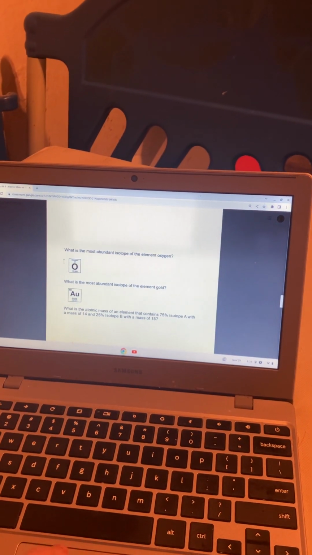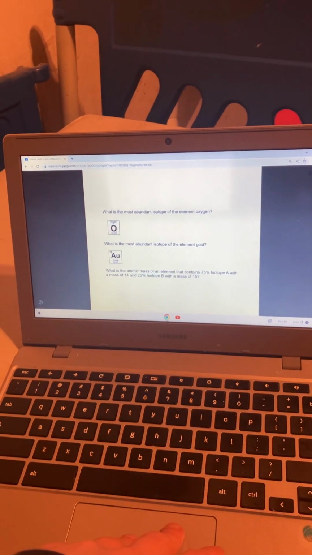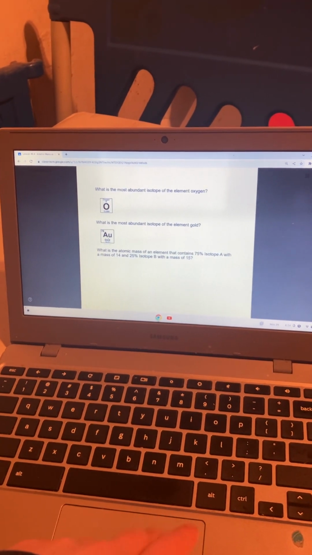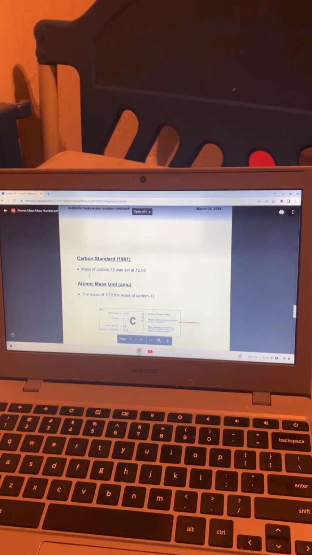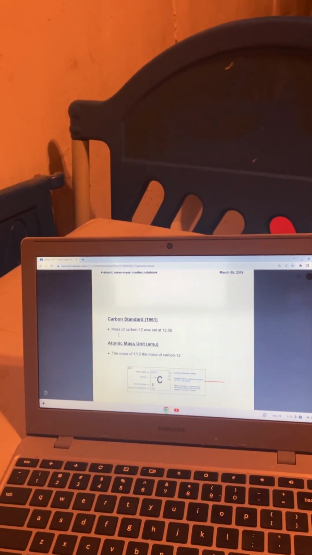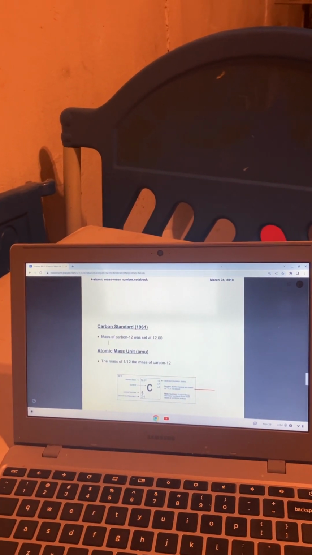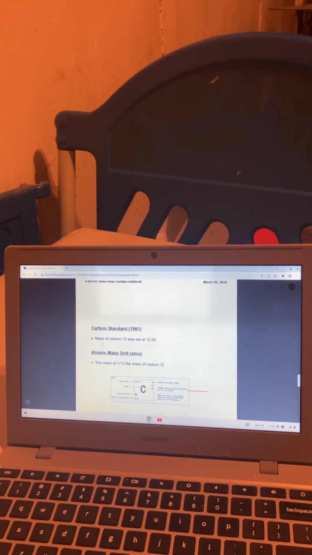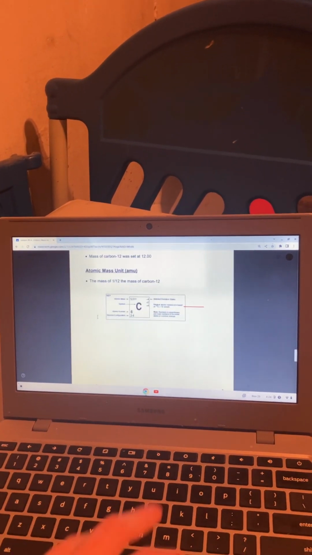The most abundant isotope of oxygen is oxygen-16 by a landslide. For gold, it's gold-197. We now use the carbon standard with carbon-12 set at 12.00. So the AMU is the mass of 1/12 the mass of carbon-12.